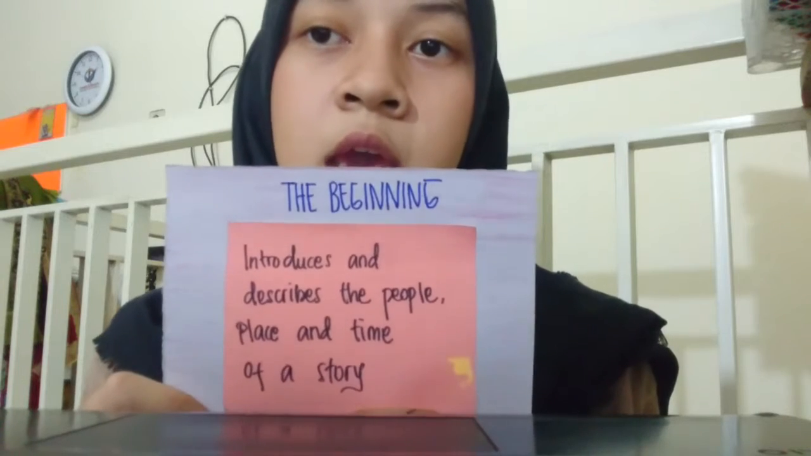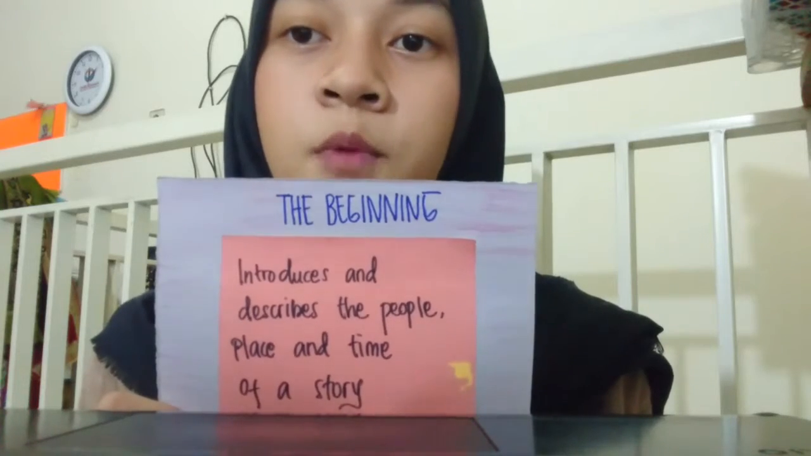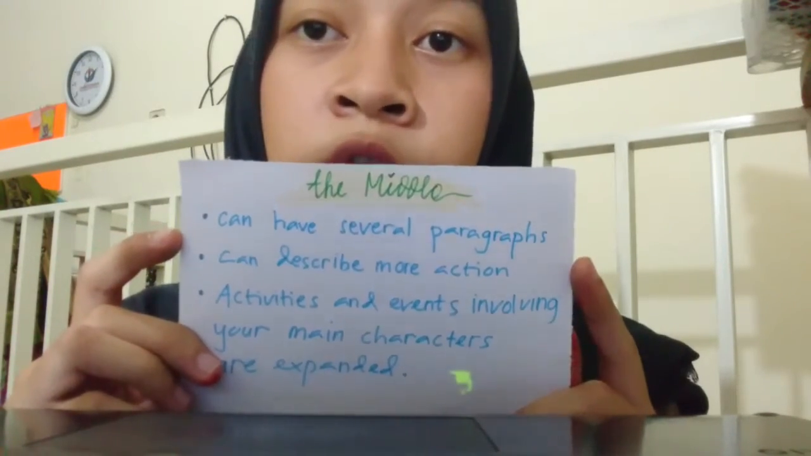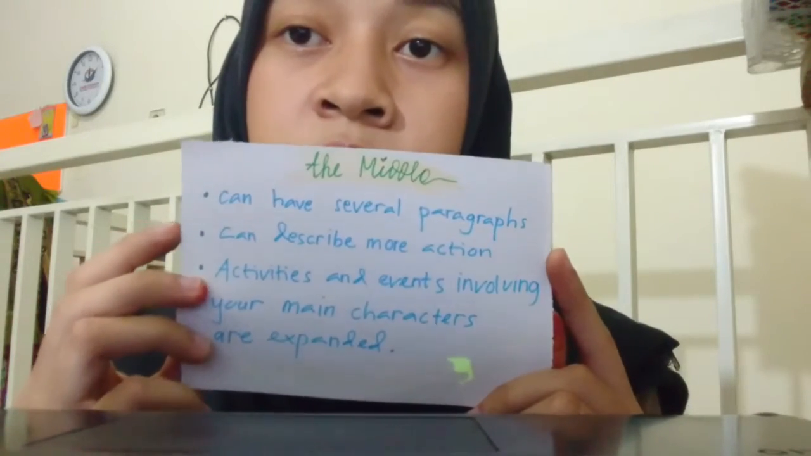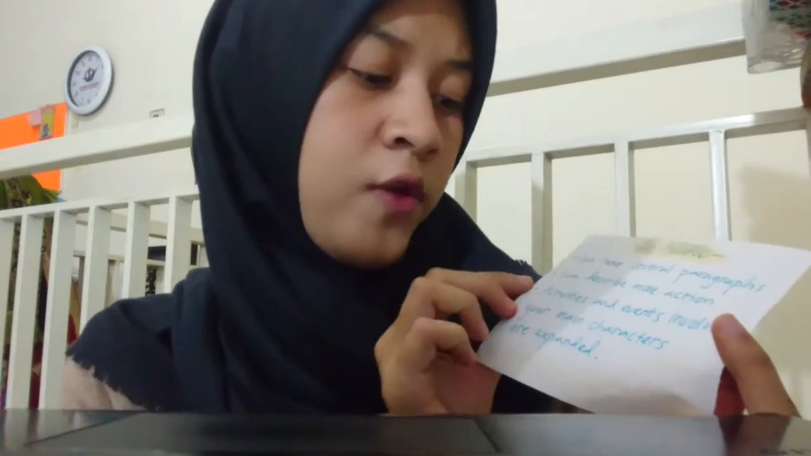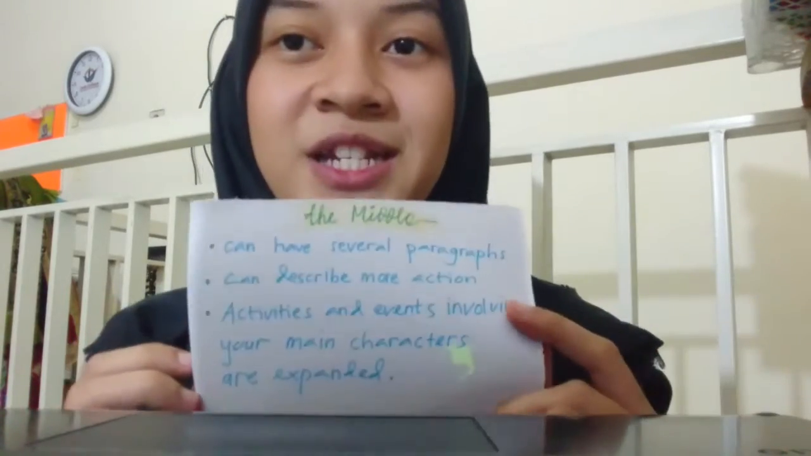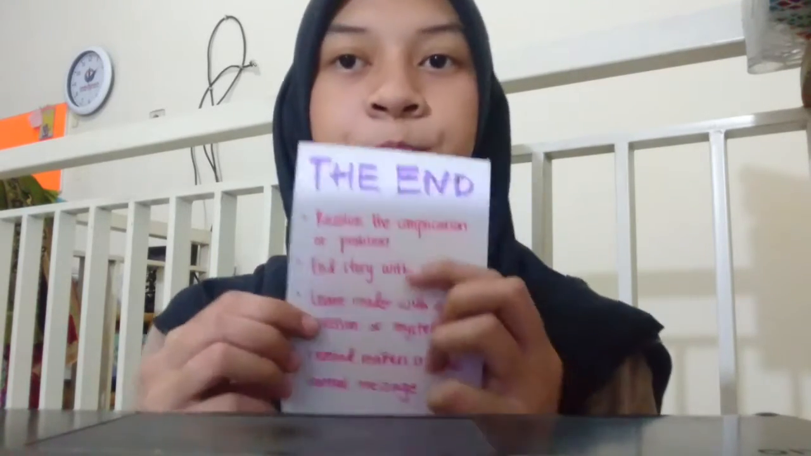Now I want to explain the beginning first. So the beginning is to introduce and describe the people, place, and time of a story. And now we go to the middle. The middle can have several paragraphs and can describe more actions and activities, and events involving your main characters are expanded. And after that we can move to the end.